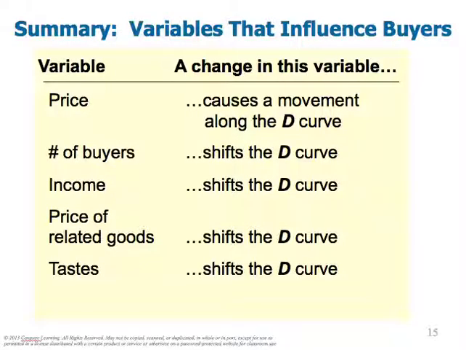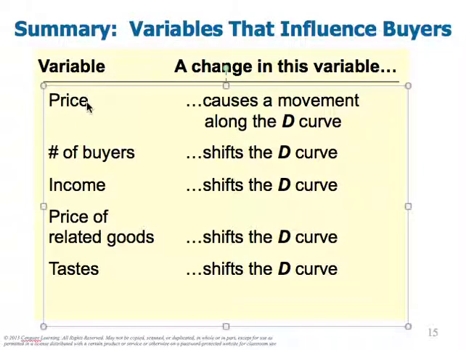So, in summary, in this table I summarize the variables that influence buyers, that influence the demand. The first variable is price. If there is a change in the price of a good, then it causes a movement along the demand curve of that good. But if there is a change in the number of buyers, then that shifts the demand curve. If there is a change in income, that also shifts the demand curve. If the price of related goods changes, that also shifts the demand curve. And as a last example, if consumers' taste changes, then that should also lead to a shift in the demand curve.